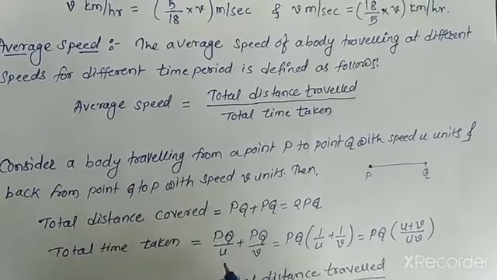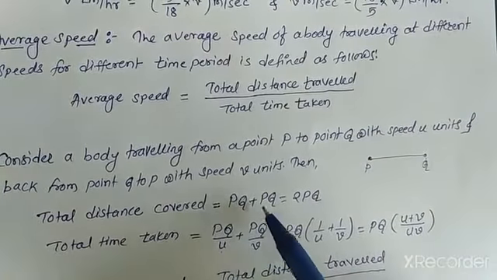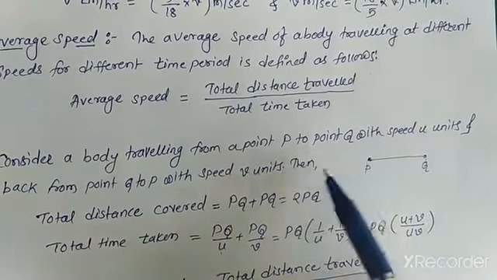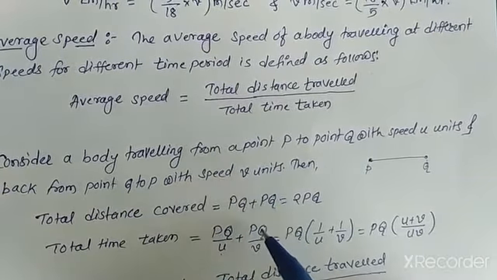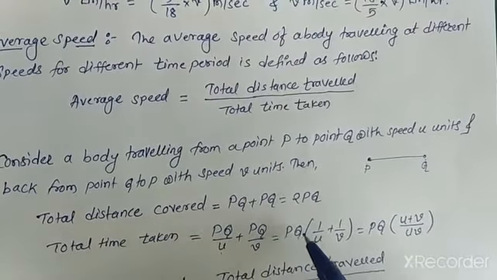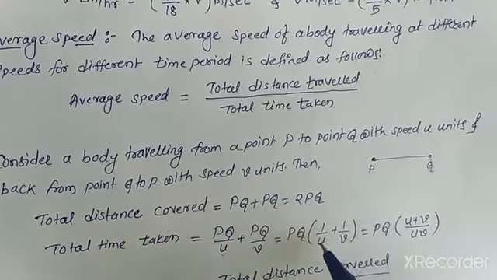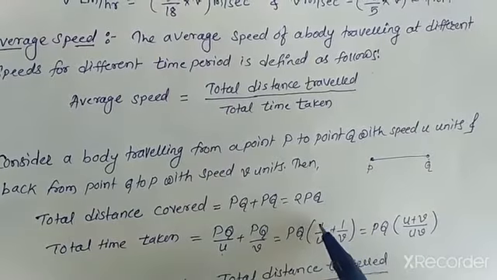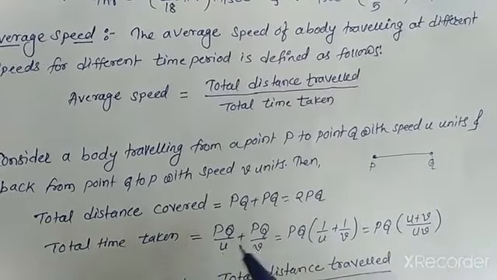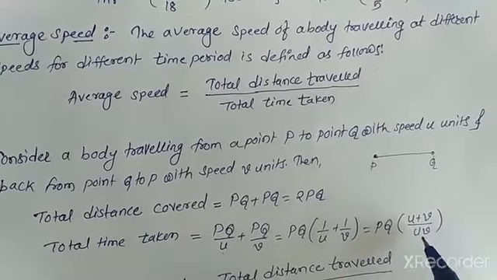Total time taken is distance upon speed. Here speed is u units, so from P to Q the time is PQ upon u, plus for Q to P with a speed of v units, it will be PQ upon v. PQ is common in both terms, so it remains PQ into bracket 1 upon u plus 1 upon v. Taking the LCM, u plus v will be our numerator and the denominator is u into v. So total time taken is PQ into bracket u plus v upon uv.